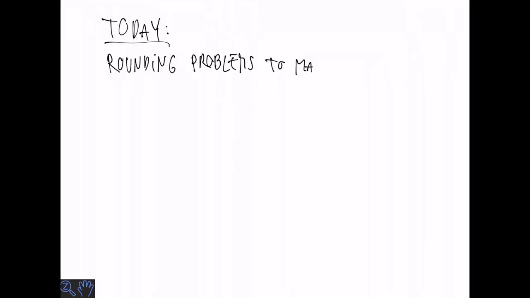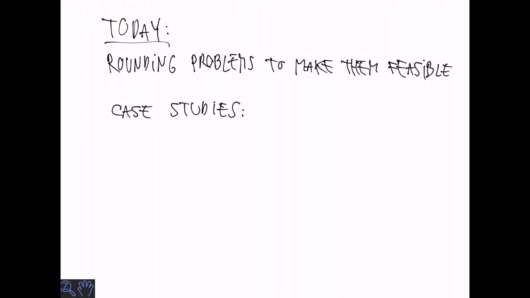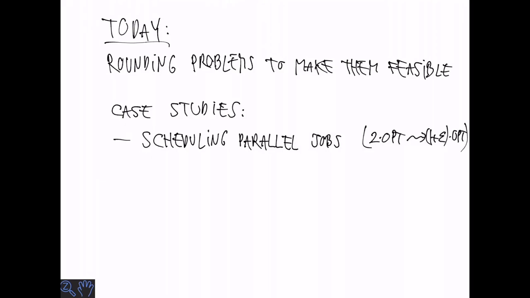Today we are going to talk about rounding problems to make them feasible. We are going to look at two case studies: scheduling parallel jobs, where we go from a 2 approximation to a 1 plus epsilon approximation, and bin packing.